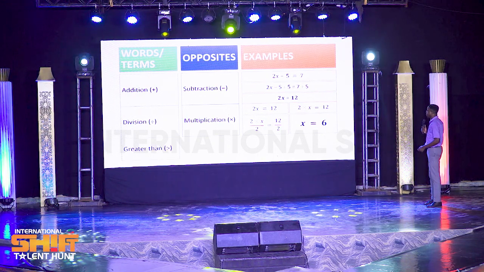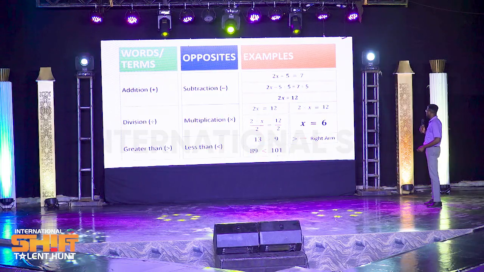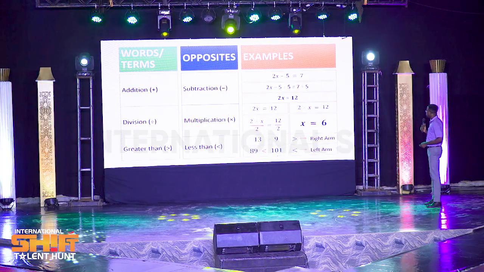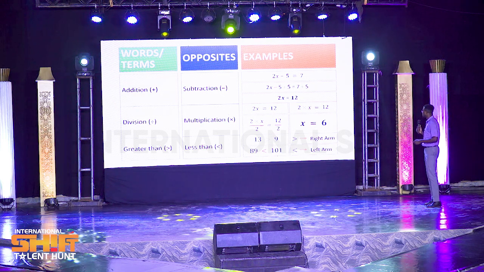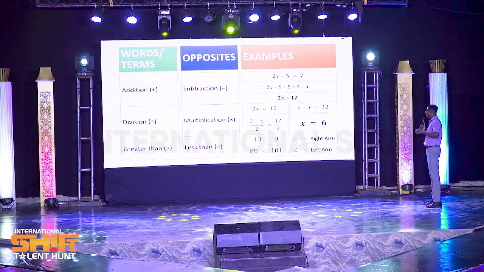Greater than. The opposite of greater than is less than. Here we have 13 greater than 9 and 89 less than 101. One of the ways we can remember this is that greater than is our right arm and less than is our left arm. Another way you can remember this is that when we do the right thing in life, we become great. And when we do the left thing in life, that is the wrong thing, we become less.